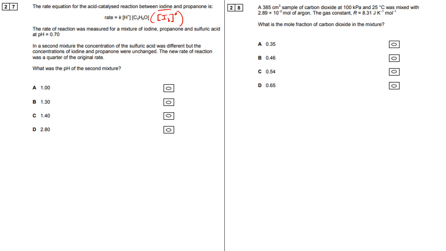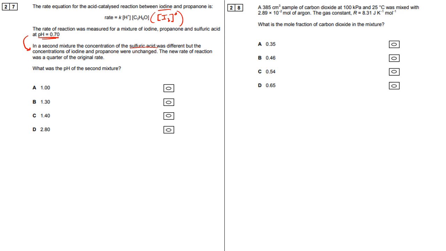It gives you the original pH of the first reaction mixture. In a second mixture, the concentration of sulfuric acid was different, but the concentrations of iodine and propanone were unchanged. So we're only changing the acid concentration. The new rate of reaction was a quarter that of the original rate. What's the pH of the second mixture? So there's a couple of calculations to do here.